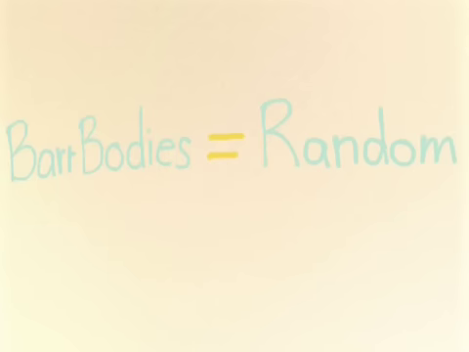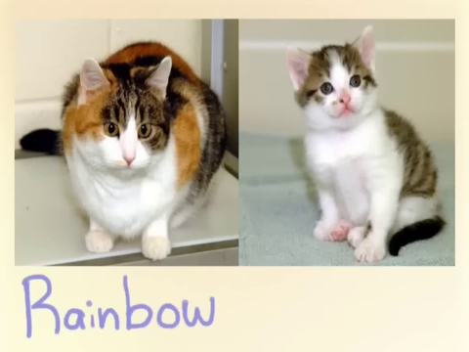One cool example of this is seen with the cat Rainbow and her clone Carbon Copy, or CC. Because they're clones, they have the exact same genes, but as you can see, thanks to the randomization of Barr bodies, they have completely different coat patterns.